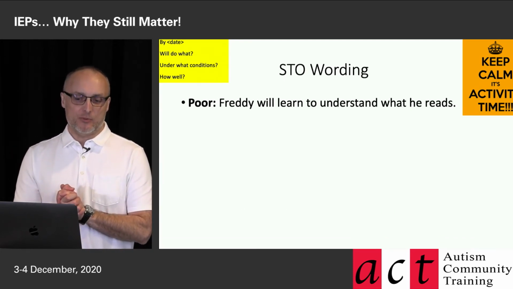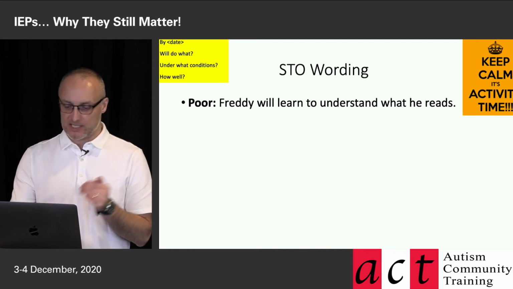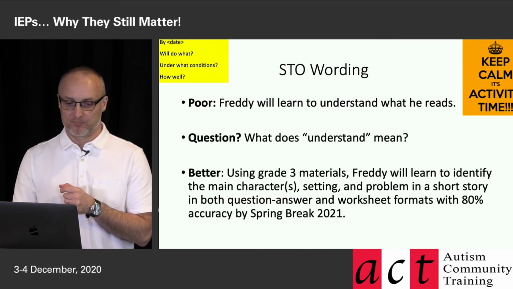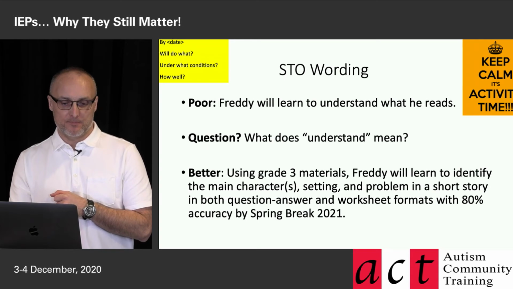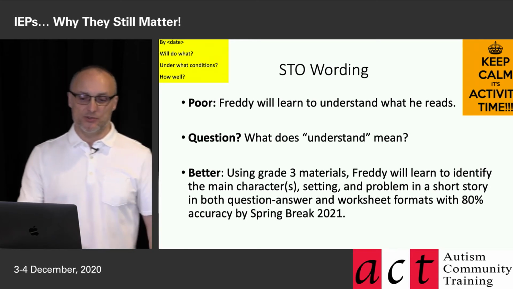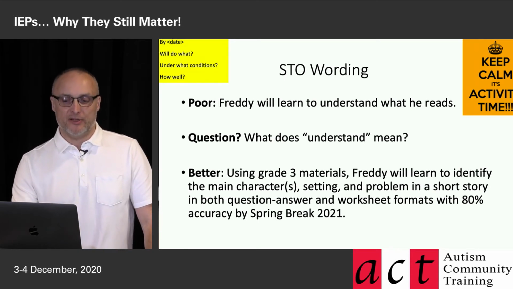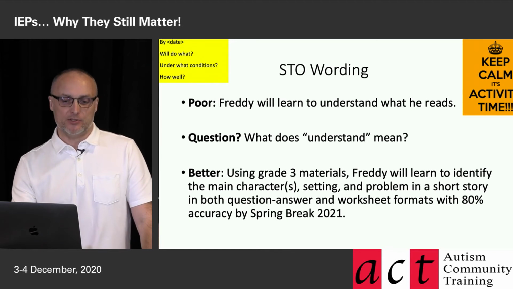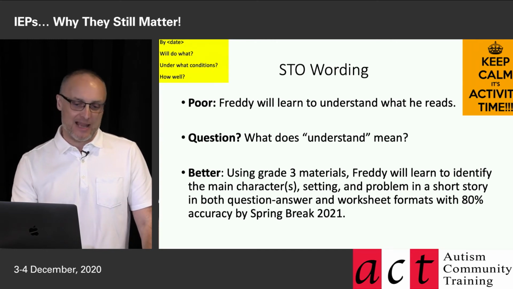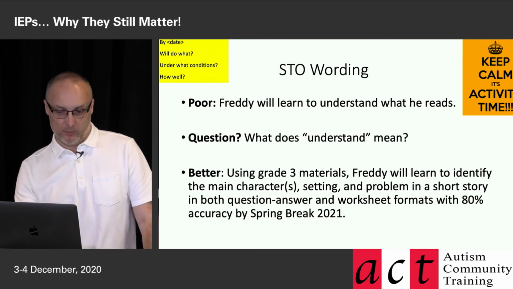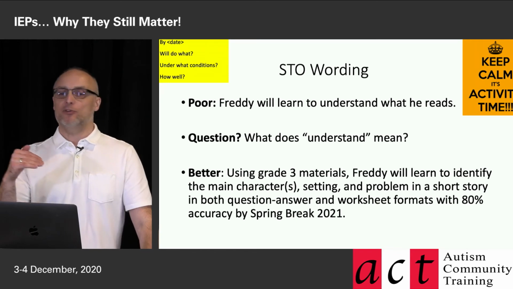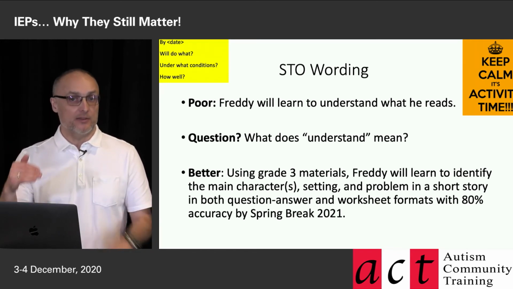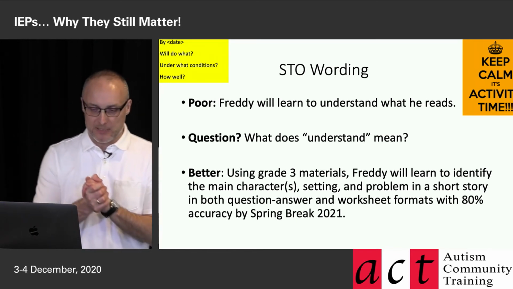Freddie will learn to understand what he reads. Lacks specificity. The idea is good. What does understand mean? So a better example here, using grade 3 materials: Freddie will learn to identify the main character, setting, and problem in a short story in both question-answer and worksheet formats with 80% accuracy by spring break 2021. So you've got your deadline, you've got your criterion. In this case, it is that magical 80%.